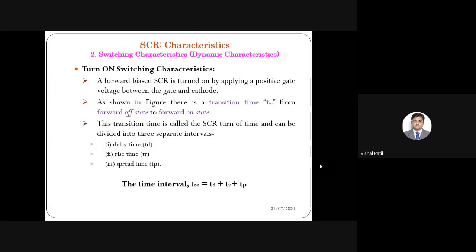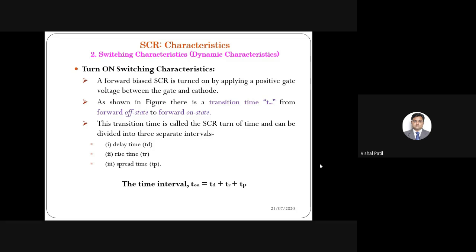Okay, so the gate is provided with the gate pulse, and as shown in the figure, there is a transition time T on. So when we make it on, it will take some time. As you have drawn the waveform, you should observe the waveform when I'm explaining it to you, or when you are reading through the slides. You should observe the characteristics which you have drawn. Okay, so as shown in the figure, there is a transition time T on from forward off state to forward on state. So it will require some time to make it happen from off state to on state.